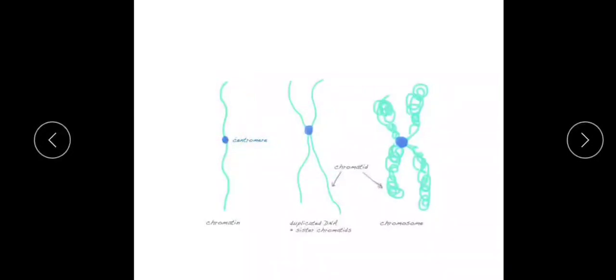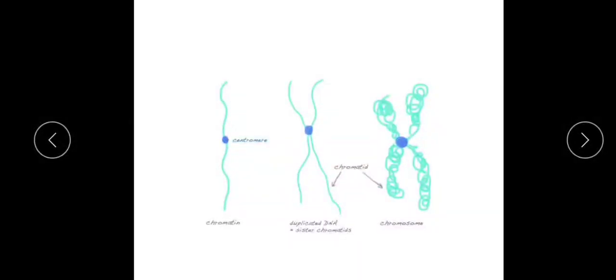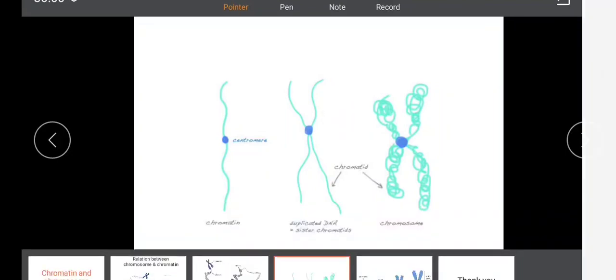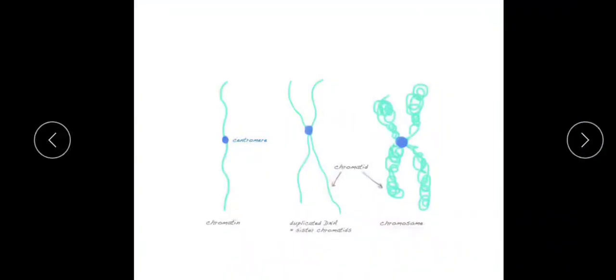But when the cell starts division, when it prepares to divide, either mitotic or meiotic, then this chromatin condenses and forms chromosome. That condensation was the one we observed in the previous slide. So that is the difference. The interphase cell has chromatin, and the cell which is preparing for division or at the time of division, it is seen as chromosomes.